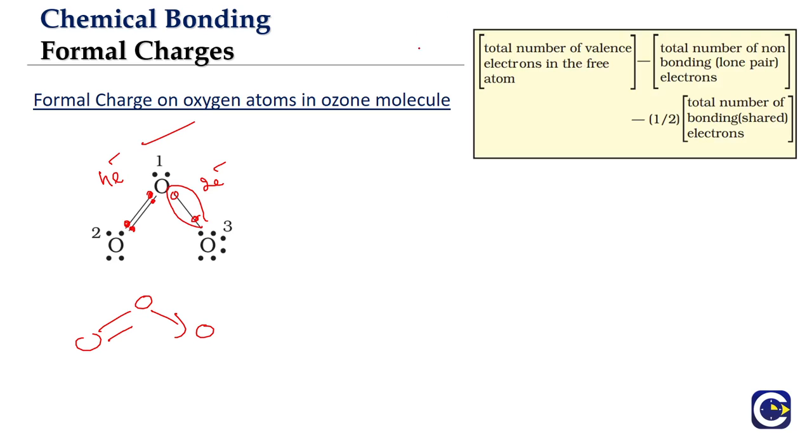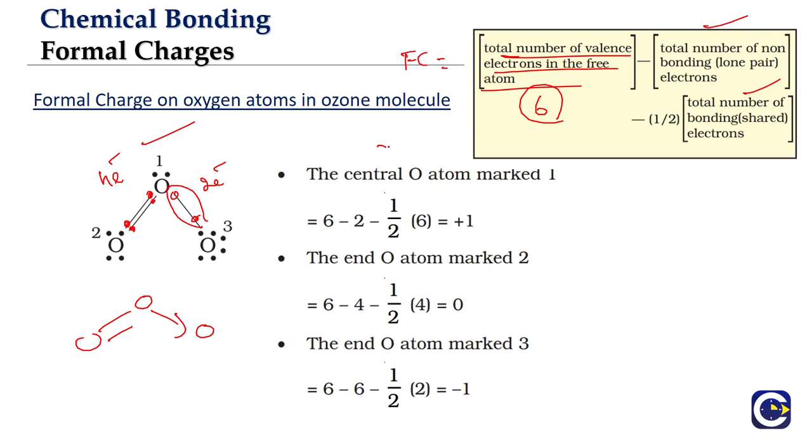Let us begin with the formula itself. So what is the formal charge formula? It is the total number of valence electrons of the particular atom in the free state. All are oxygens only. What is the number of valence electrons of oxygen? 6. So depending upon the oxygen, the other 2 terms will be changing. So where do we begin? We will start with oxygen 1, which is the central oxygen. The number of valence electrons in free state is what?